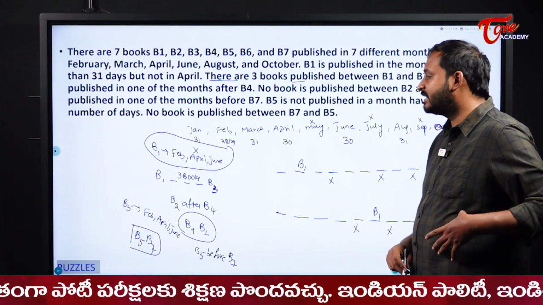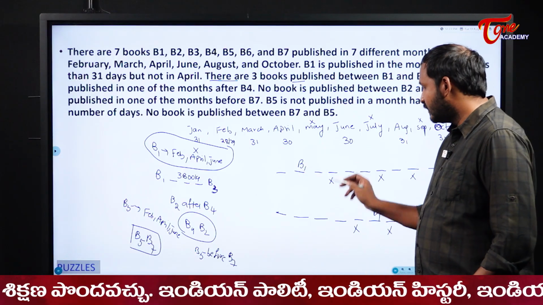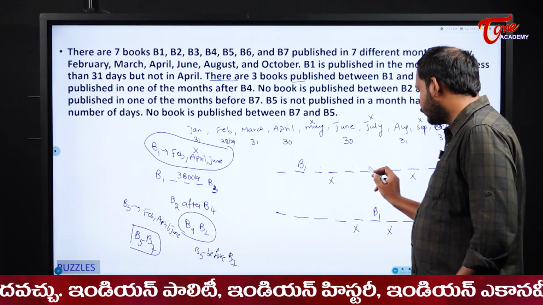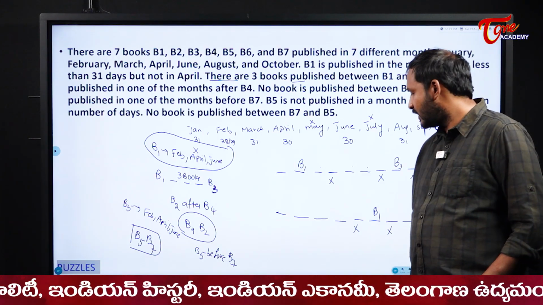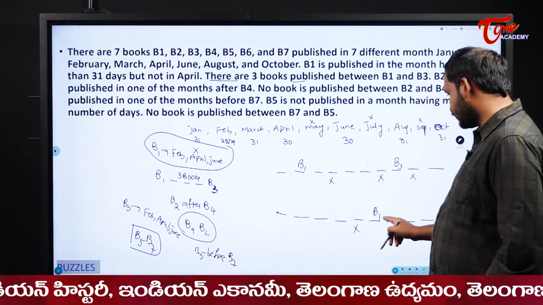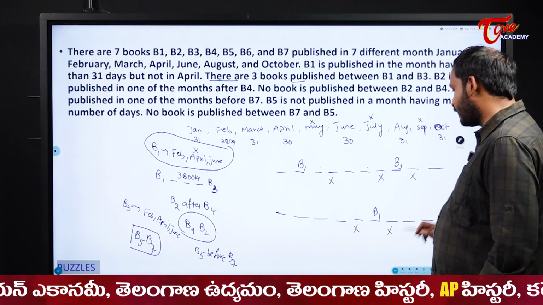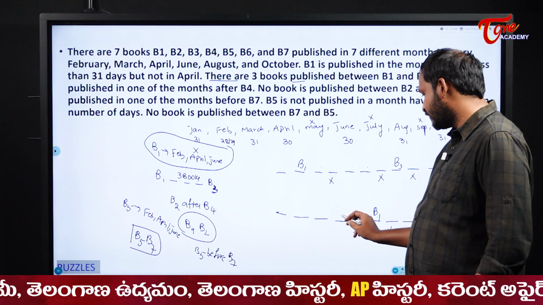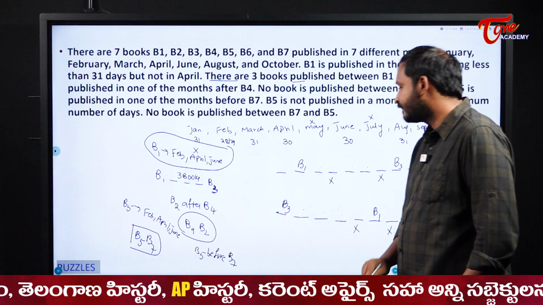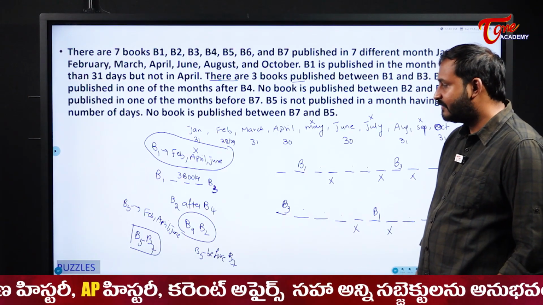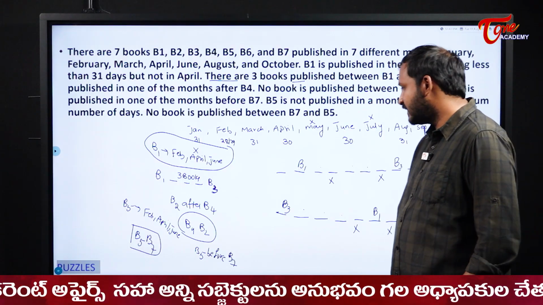Between B1 and B3, I should have 3 books. So I cannot place B3 here. 1, 2, 3. So where can I have B3? I can have B3 here, then only I can have 3 books. Now see here, students. In this direction I cannot place 3 books, but in the other direction, yes, it is possible. 1, 2 and 3, it becomes B3. So between B1 and B3, I will have 3 books. Okay, nice.